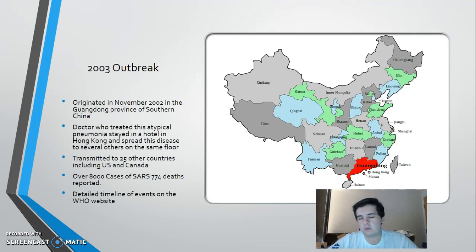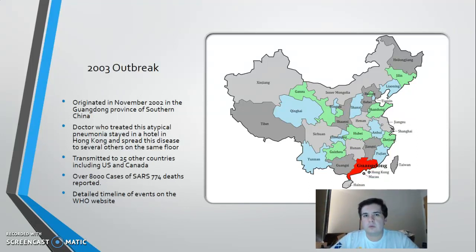So you can't really talk about SARS without talking about the 2003 outbreak. It originated in the southern Guangdong province of China, highlighted here. It originally began in 2002 with farmers, and the outbreak really took off when one of these doctors who treated one of these patients in the province attended a wedding at an international hotel in Hong Kong, and he stayed on the ninth floor. He infected several others on the floor, and those people traveled back to their places of residence, and they infected other people.